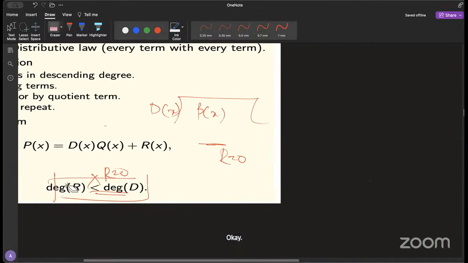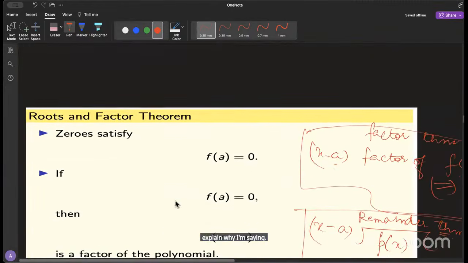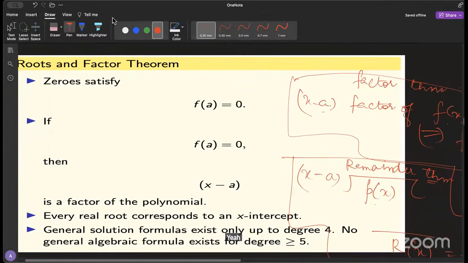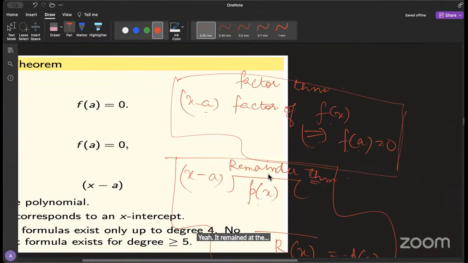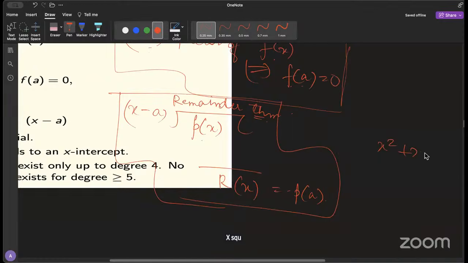Now, ma'am, can you explain what's the remainder theorem? Okay. We've already seen an example of factor theorem. Let's do remainder theorem. Let's say you have x square plus 2x plus 2 this time. And now I'm dividing by, again using the same thing, x plus 1, let's say.